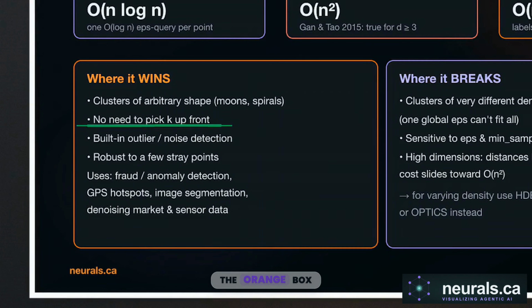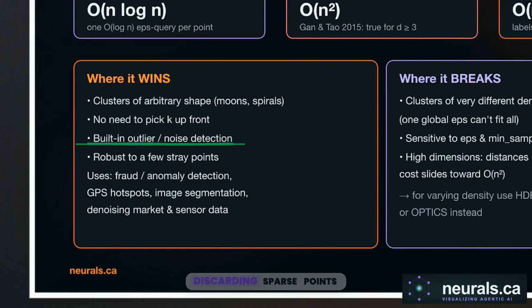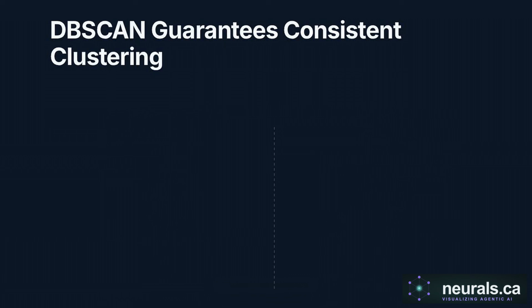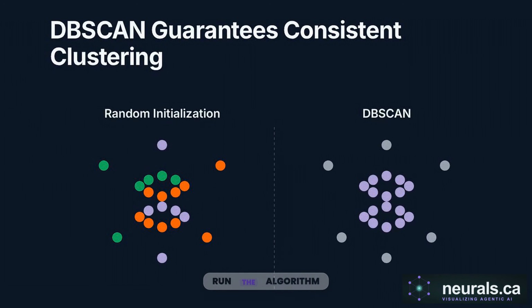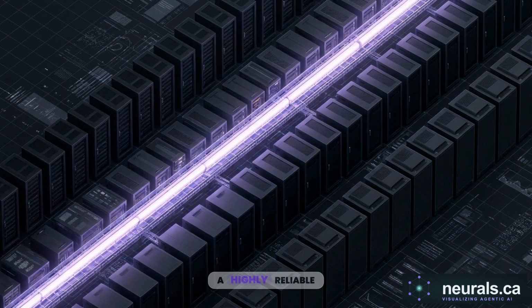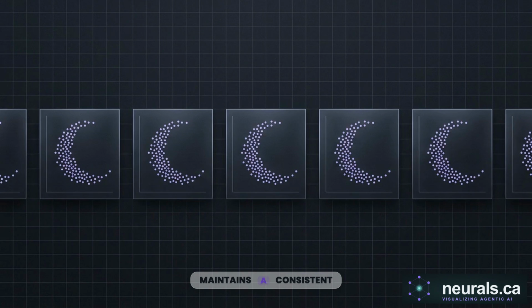Starting in the orange box, there is no need to pick K up front. It discovers the final number of clusters organically. Scanning up, it maps arbitrary shapes, like moons or spirals, by following contiguous density, while actively discarding sparse points as noise. The math is highly deterministic. If you run the algorithm multiple times over the exact same dataset, you get the exact same clusters, avoiding the unpredictable variations common in tools that rely on random initial starting points. Combine those traits, and you have a highly reliable system. As long as your data maintains a consistent physical structure, you can deploy the logic and let it run.